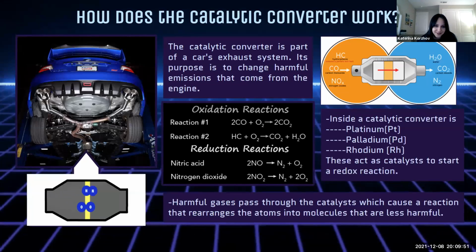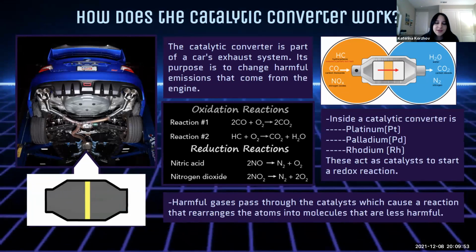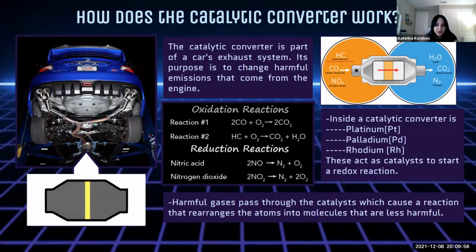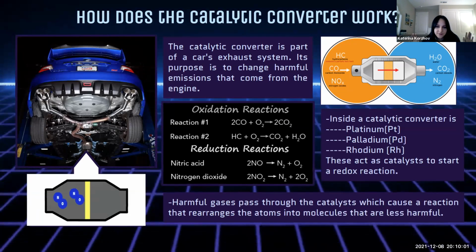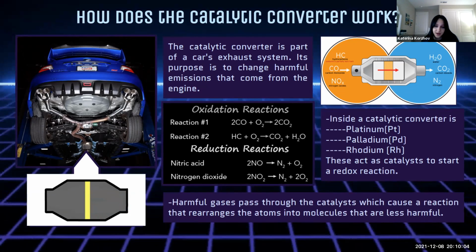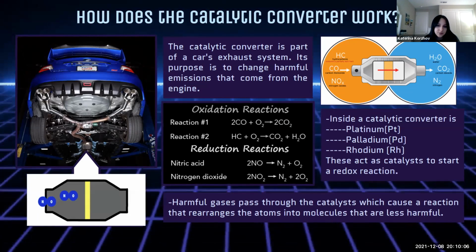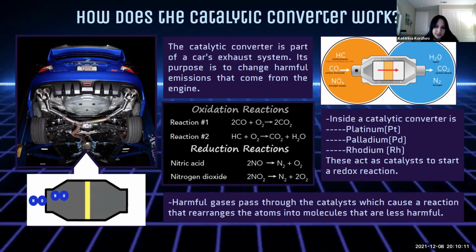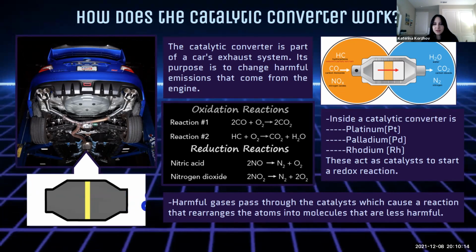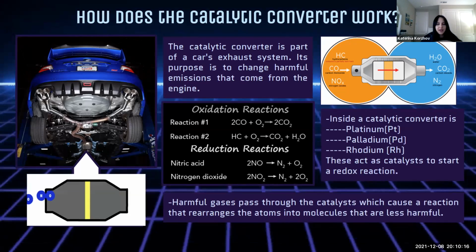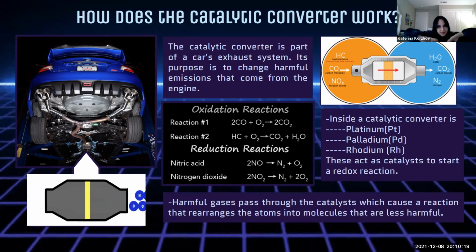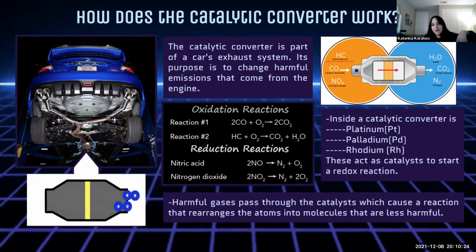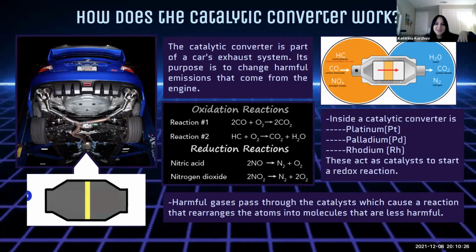So as you can see, the oxidation reactions, we have them on the screen. You can see that it converts hydrocarbon into CO2 and H2O. Those are pretty good. And then you have carbon monoxide, also bad. That mixes with the oxygen and that makes CO2. And you have nitric acid, nitrogen dioxide, and that turns into nitrogen and oxygen. So basically what happens is as these gases leave the engine, they go through this catalytic converter, it causes a reaction, and then it goes out as something much more pleasant to the environment.